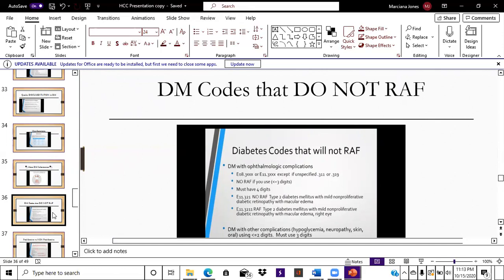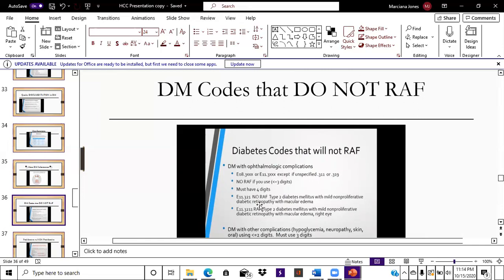So, diabetes codes that do not RAF: diabetes with ophthalmologic complications, E08.3 or E11.3, except unspecified 311 or 319. Now, it must have 4 digits, because the 4 digits let me know which eye. Let me show you. You see E11.321, it does not RAF. It does not RAF. Let me beat on the table because you've got to understand this. You see E11.321, it does not RAF.